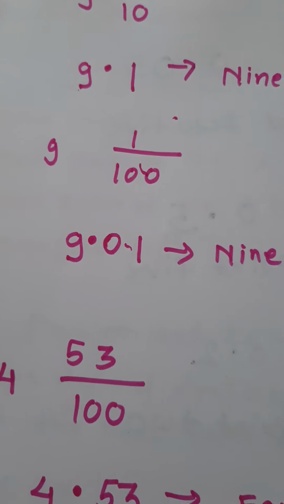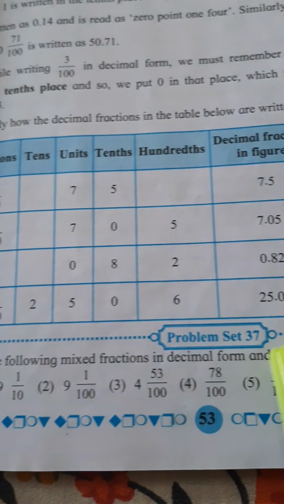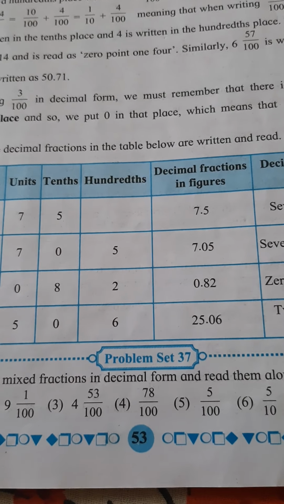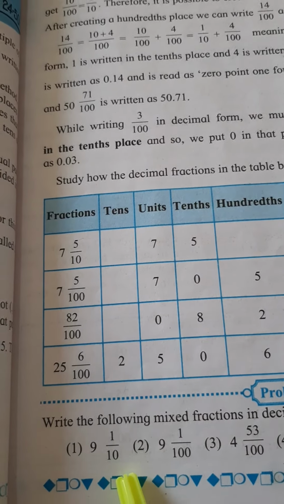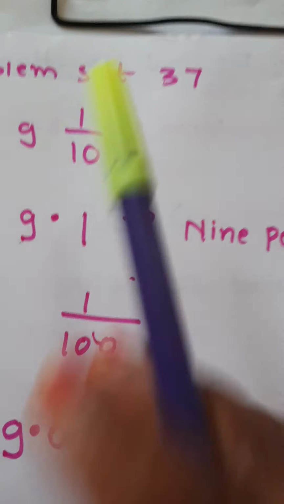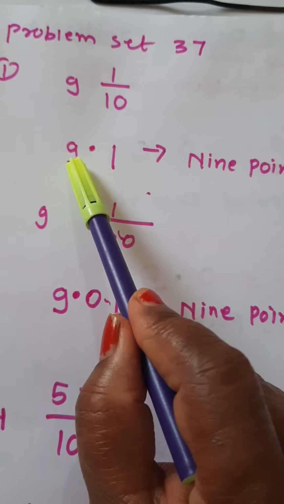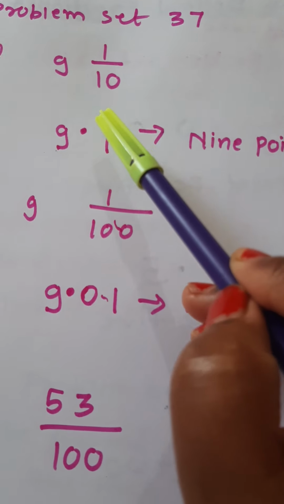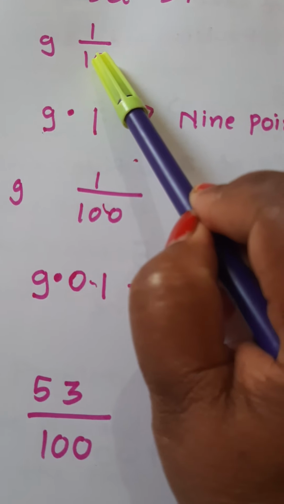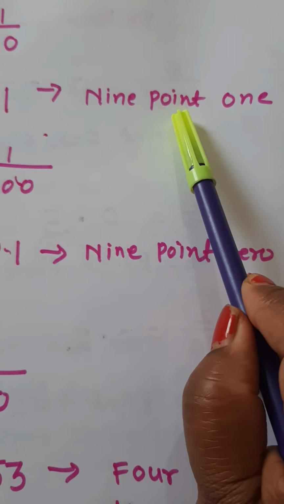Now let's see problem set 37. Look here, problem set 37. Write the following fractions in decimal form and read them aloud. What is the first problem? 9 and 1 upon 10. Here the whole number is 9. So write down 9. Write down the numerator, that is 1, and as 10 is present here, give the point after a single digit. And how to read it? 9.1.